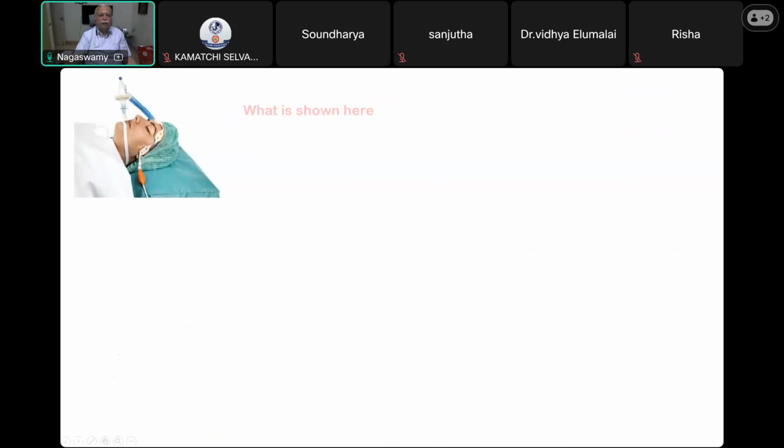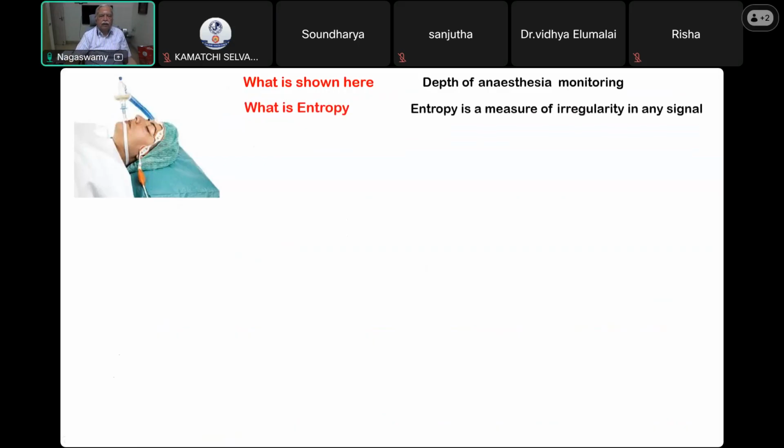And what is shown here, especially this one? Monitoring, maybe depth of anesthesia monitoring. We do not know whether it is this or so. What is entropy? This monitoring, all of you know, is regularly used. But entropy monitoring is also another method of monitoring the depth of anesthesia. What is the definition of entropy? It is the measure of irregularity in any signal. When you are able to measure the irregularity in any signal, that is called entropy.